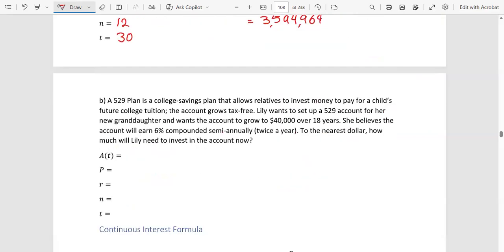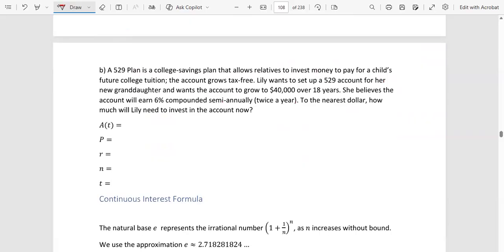Let's look at another example. We have a 529 plan, a college savings plan. It says it allows relatives to invest money to pay for a child's future college tuition. The account grows tax-free, okay? And Lily wants to set up a 529 account for her new granddaughter, and wants the account to grow to $40,000 over 18 years. She believes the account will earn 6% compounded semi-annually, which means twice a year. To the nearest dollar, how much will Lily need to invest in the account?